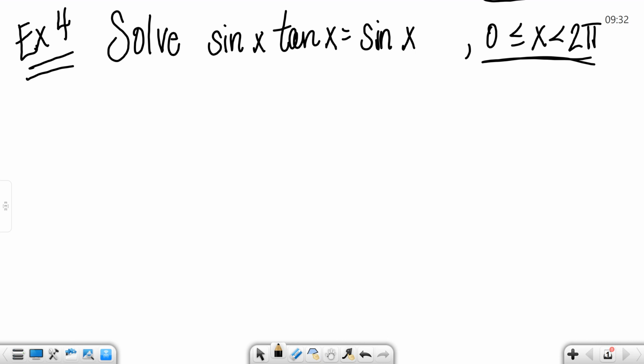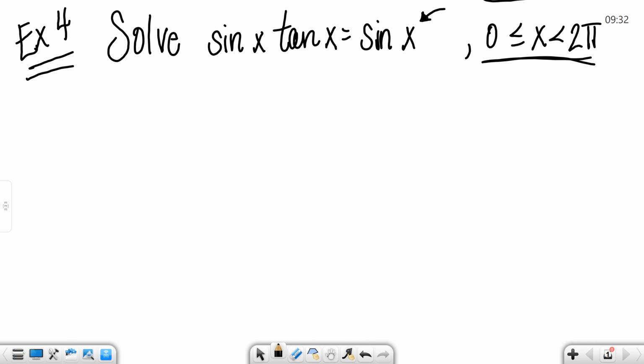Okay, so this time we're solving the sine of x times the tangent of x equals the sine of x. Okay, so remember, our direction said isolate the trig function on one side. Well, I've got trig functions on both sides. So to move that, I am going to take this sine of x right here, and I'm going to move it to the other side by subtracting.